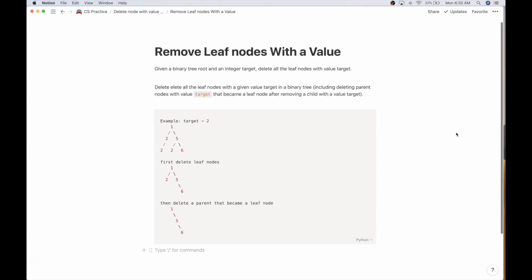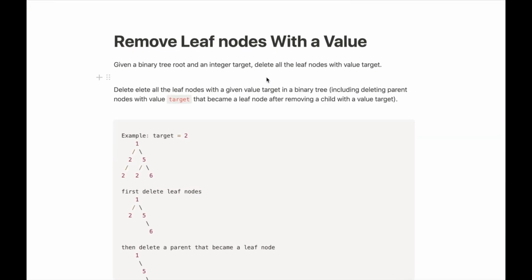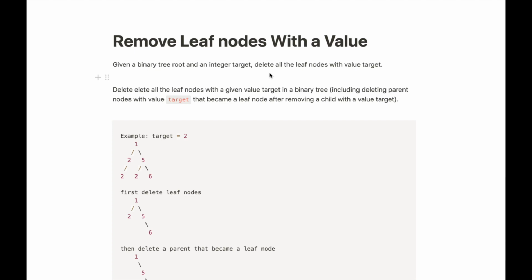Hello, so today we are going to do this problem called remove leaf nodes with a value. The problem says we get a binary tree and an integer target, and we want to delete all the leaf nodes that have that value target. Basically we want to delete all the leaf nodes with the given value target, but we also want to delete all the parent nodes that became a leaf node and that have the same value target.